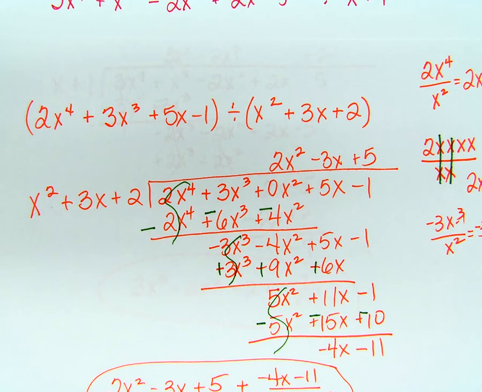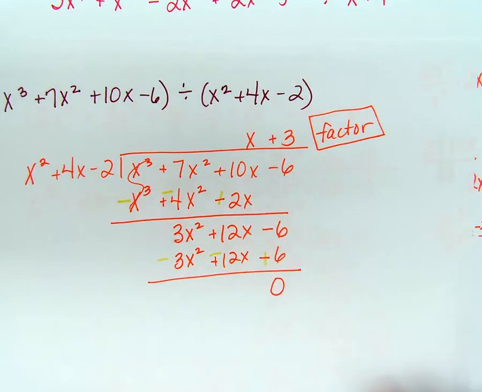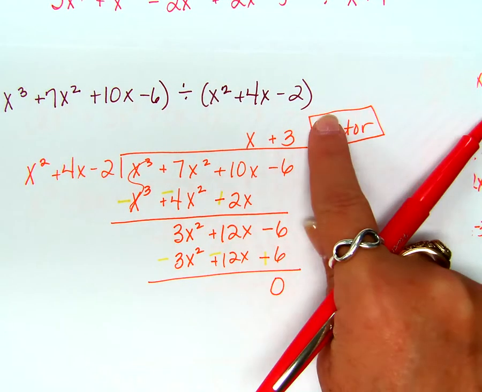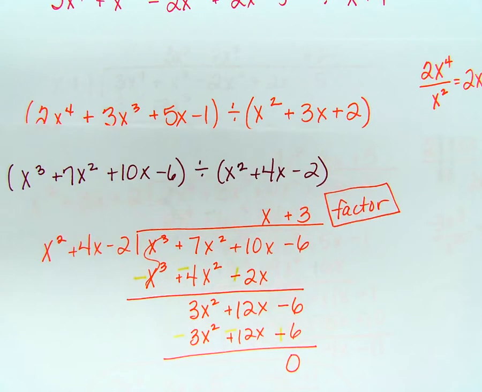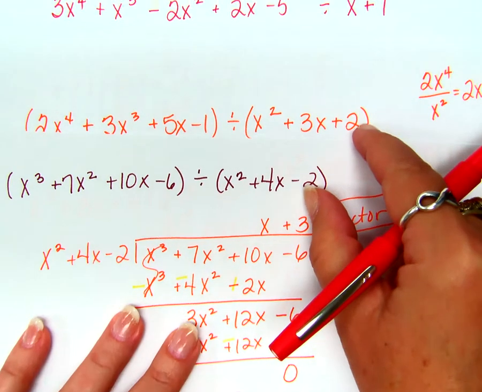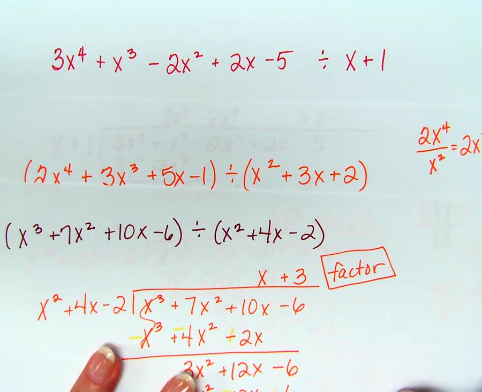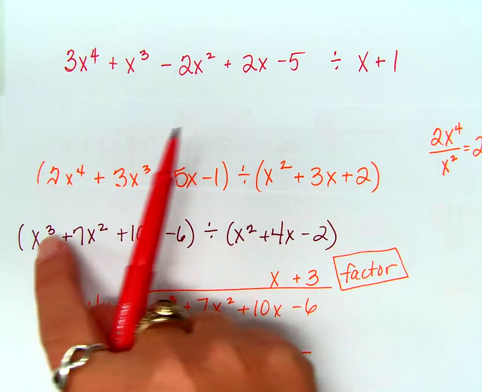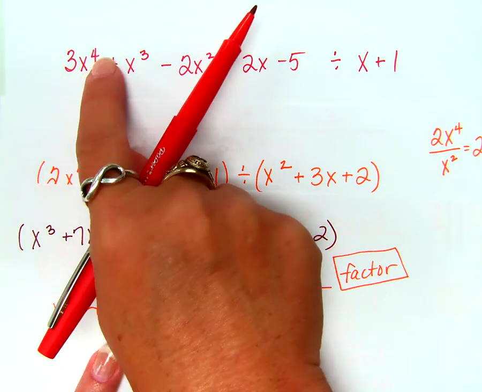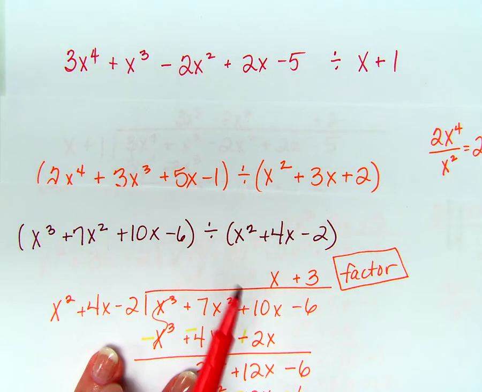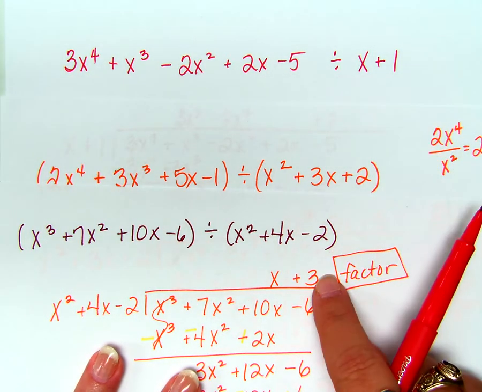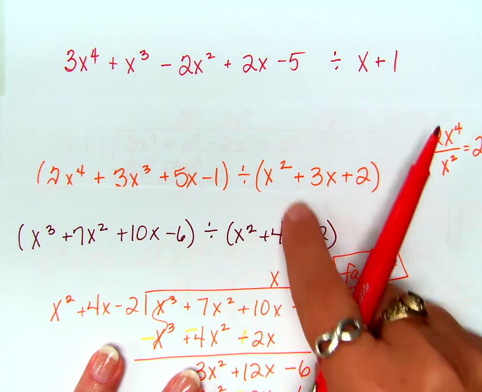Here's a problem we did yesterday. This problem would not work with synthetic division. So what do these two have in common that this one doesn't have in common? My divisor, right? Because I've got an x to the third, x to the fourth, x to the fourth, so it can't be anything about the dividend. It's the divisor.